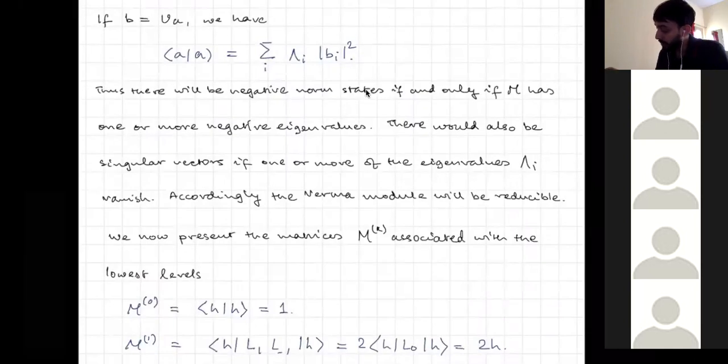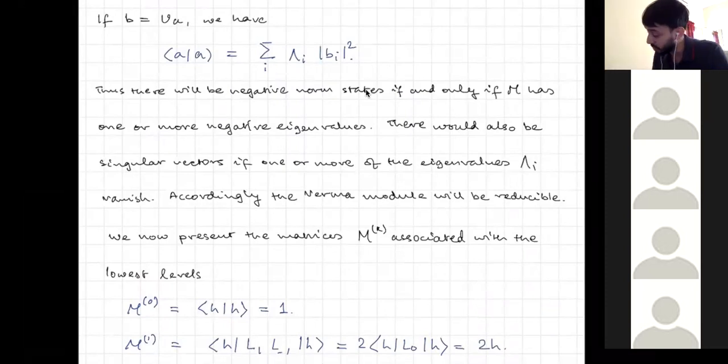Now, there will be negative norm states if M has one or more negative eigenvalues, and there will also be singular vectors if one or more of the eigenvalues are equal to 0. Accordingly, the Verma module will be reducible. So let's see what this means in the actual sense.